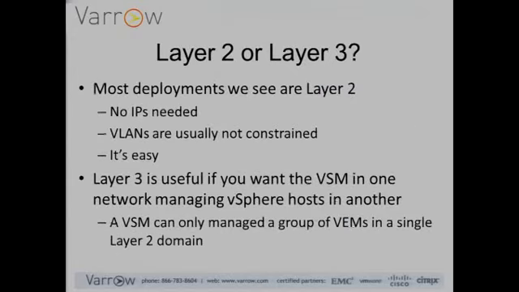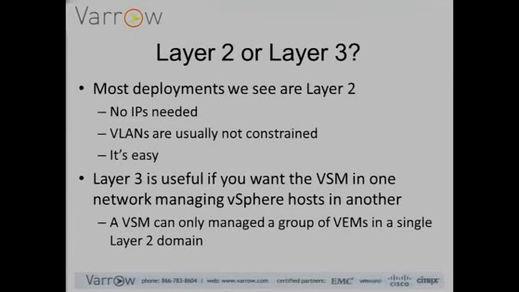Layer 2 or Layer 3, we kind of talked about that already. What's constrained, VLANs or IPs? What do you want to manage? Usually, outside of a service provider, VLANs aren't constrained, but it happens. Layer 3 is useful, and stay with me on this one. If you want a VSM on one IP segment or one Layer 2 network to manage vSphere hosts on another Layer 2 domain or different segment. But here's the thing: a VSM can only manage a group of VMs in a single Layer 2 domain.